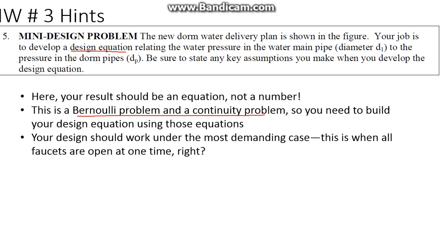The biggest hint here is that your design needs to work under the most demanding case. I believe this is a 3-story problem. You've got the ground floor and 2 floors above it. So the most demanding case is when all faucets are open at one time, right? So you've got to have a system that can deliver water. You don't want a system where the guy on the top floor opens his faucet and the next guy down can't get water because it's all going to the top floor. It's got to have enough pressure to deliver in the most demanding case.